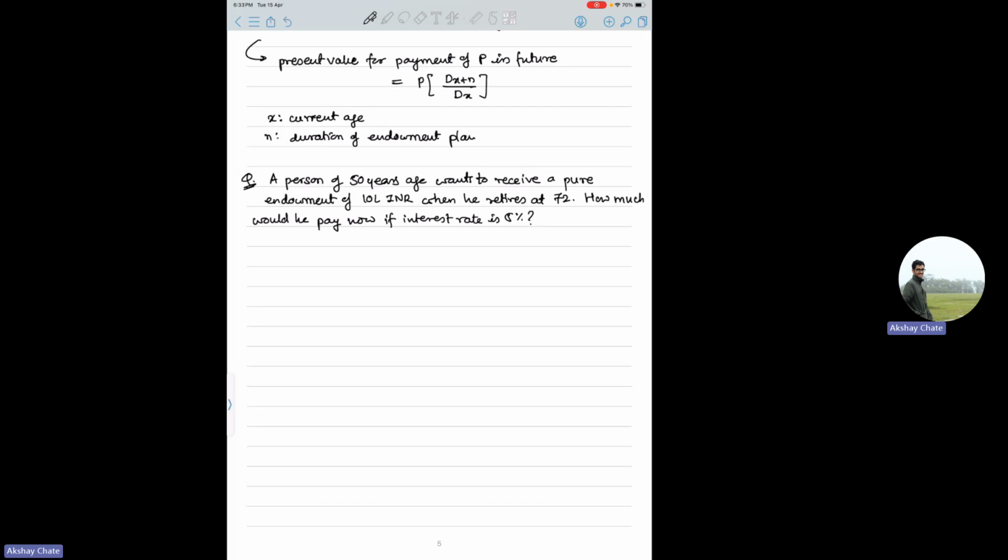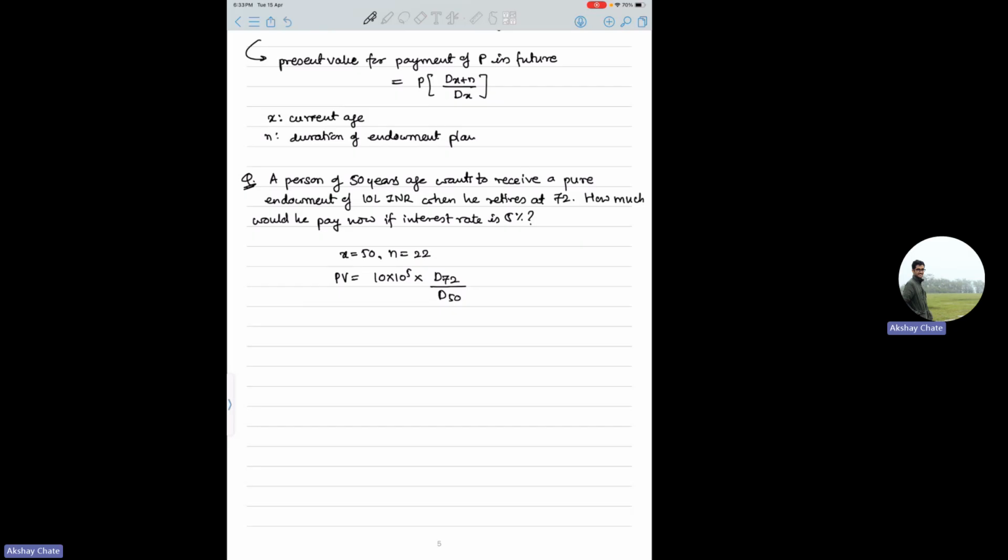So the formula is in front of you only. So he wants 10 lakh in the future. So the present value for that is given by 10 lakh, meaning 10 to the power 5, and then Dx plus n. X is 50 here. Okay, x is 50, which is current year. And n is the time between current year and the time of payment. That is 72 minus 50, so 22. Okay. So that means this will be D72 divided by D50.